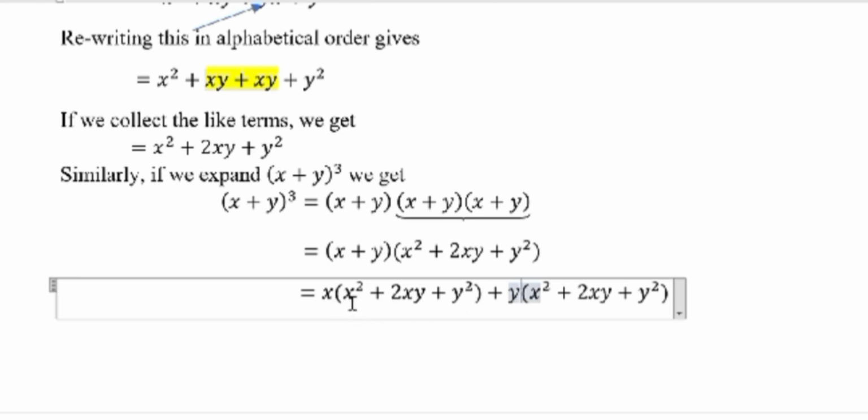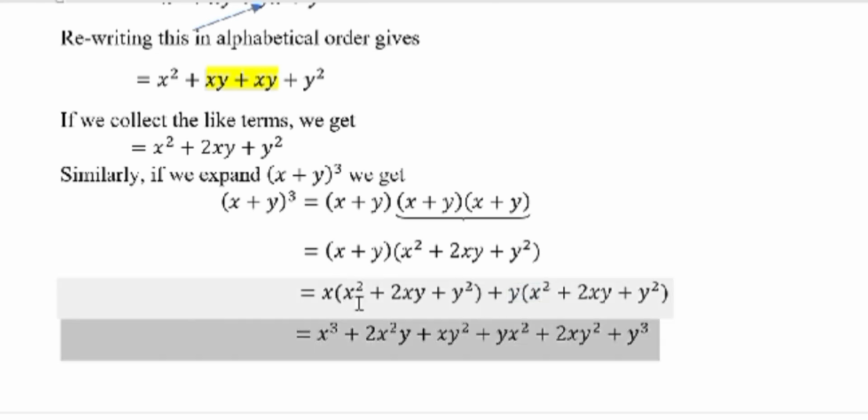Then this times this will give us x cubed. This times this will give us 2x squared y. This times this will give us xy squared. Then this times this will give us yx squared. This times this will give us 2xy squared, and this times this will give us y cubed.